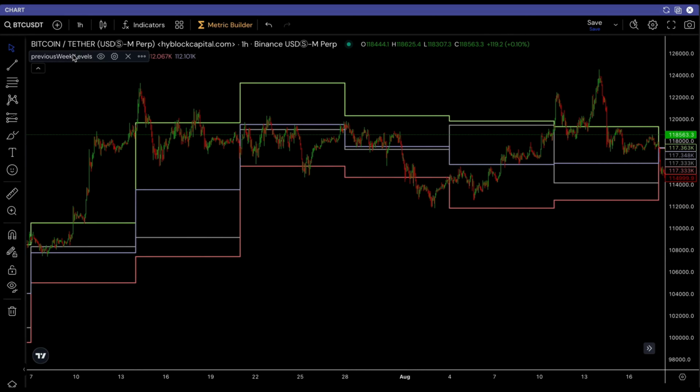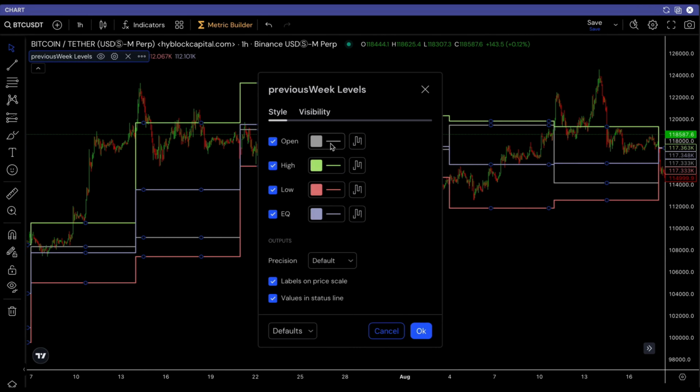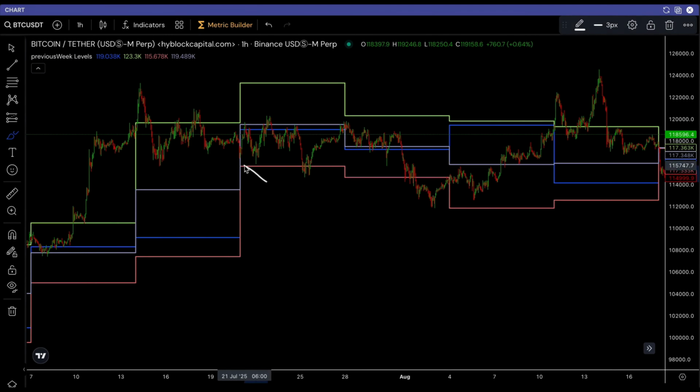Next, the previous week levels. They work the same way, but are derived from the last week's trading range. They're most useful for swing traders, helping track weekly trend continuation or potential reversals.